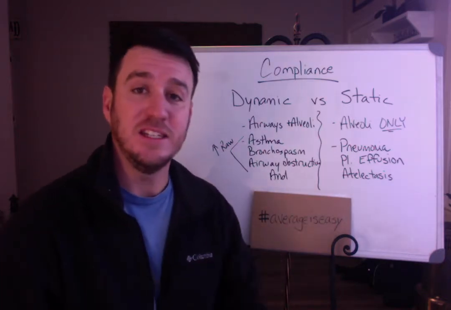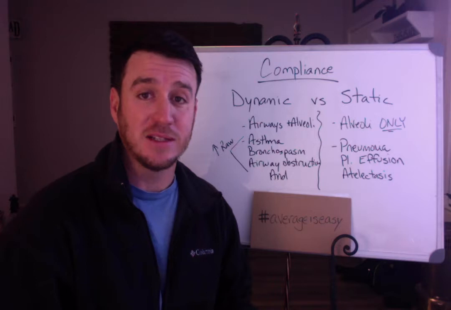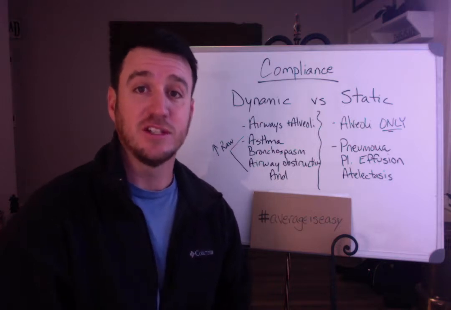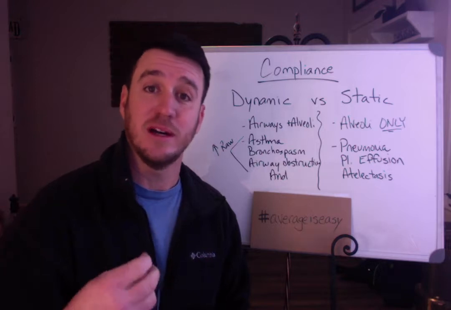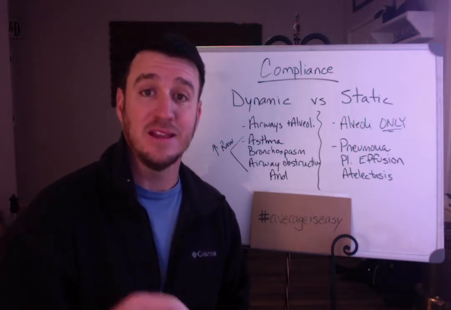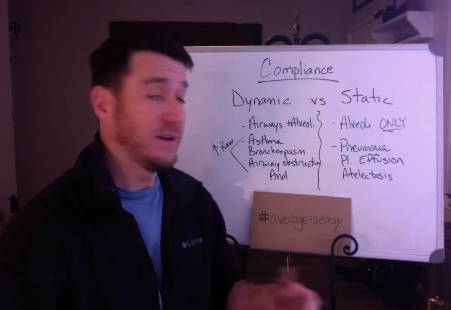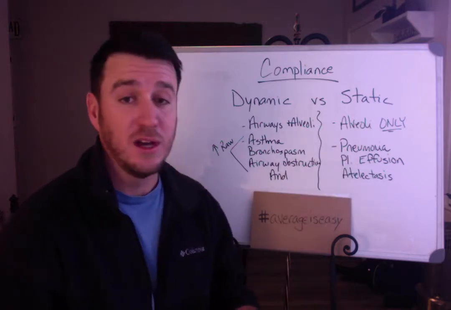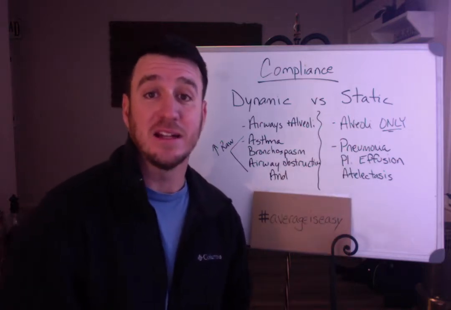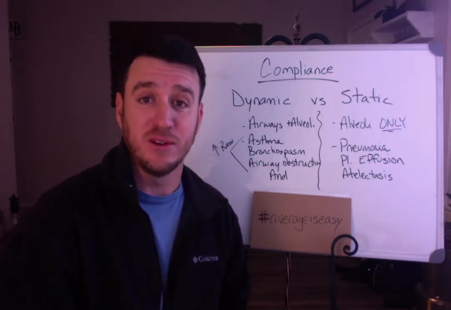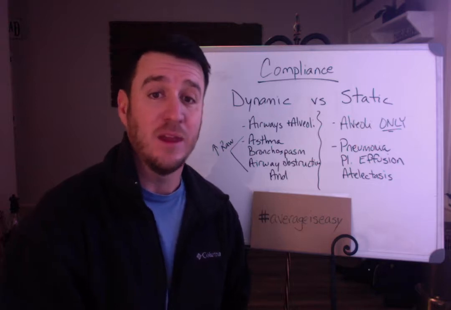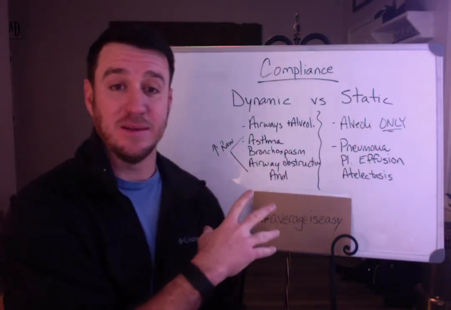When we talk about disease processes that might affect your static compliance, you're talking about only parenchymal lung diseases. So you're talking about diseases that only affect the alveoli. Examples of that are pneumonia, pleural effusion, atelectasis. These patients would present with a decreased static compliance. Okay, now on this other side we have dynamic compliance.